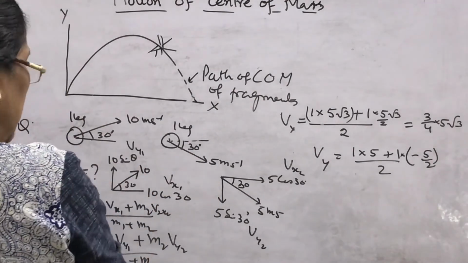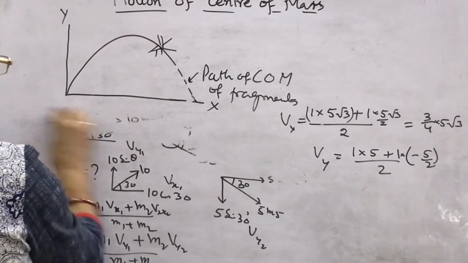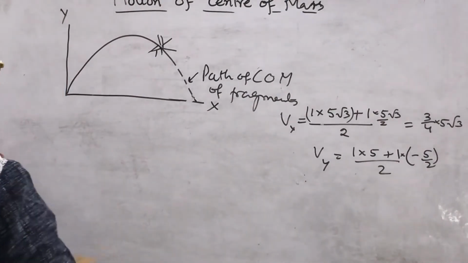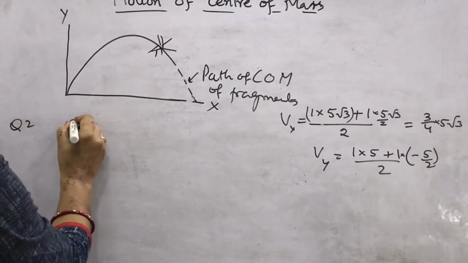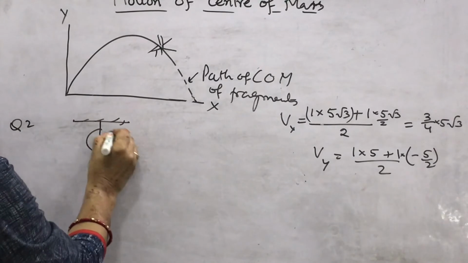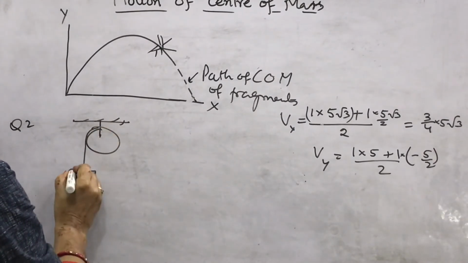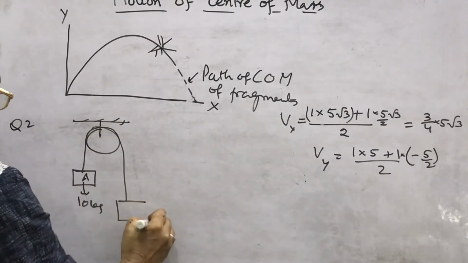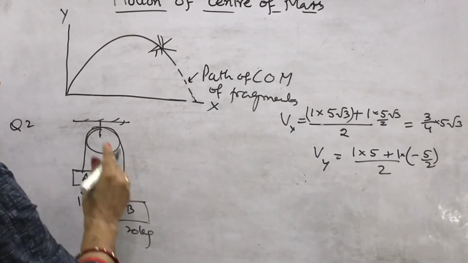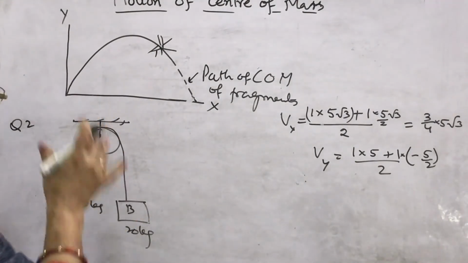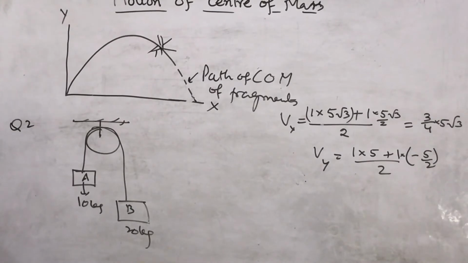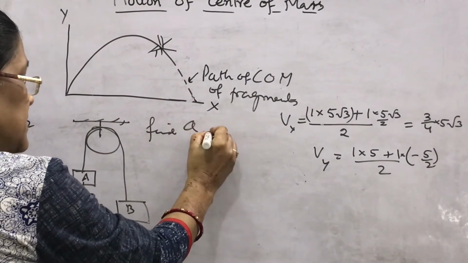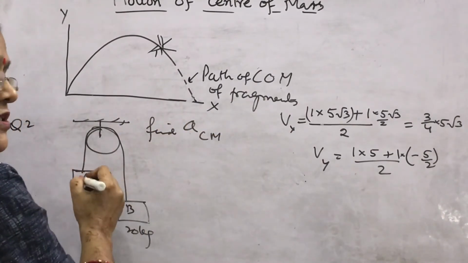Similarly, if you want to find the acceleration of center of mass, then how will you find it? Look here, I am giving the question for acceleration. There is a pulley having one object A of mass 10 kg, and the other object B of mass 20 kg. When the system is released, find the acceleration of center of mass.